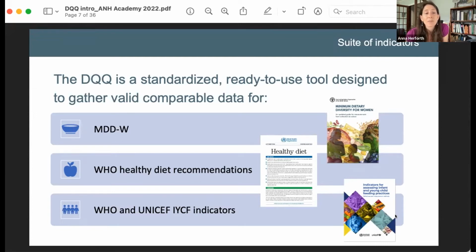The purpose there is to enable having diet data across the life course. To date, most of the diet data that's been collected through DHS across countries has been for infants and young children and not the general population. So we want to facilitate the collection of diet data in the general population with the DQQ and align it with what's being collected in infants and young children.